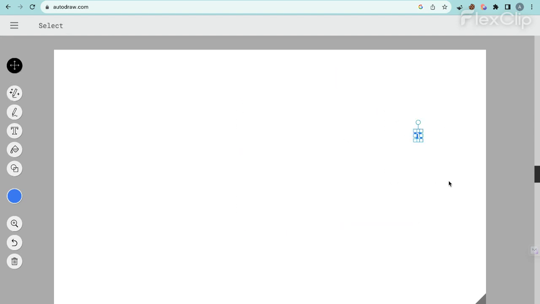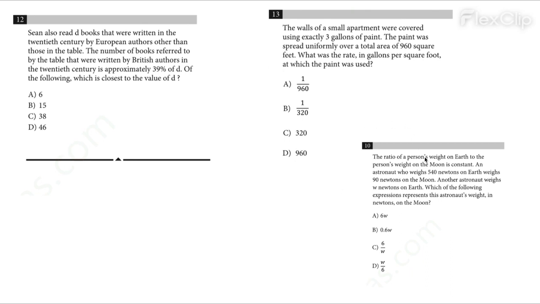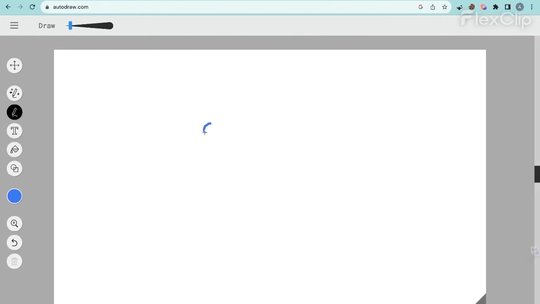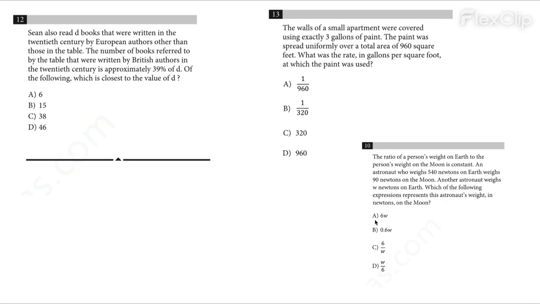This part right here says the ratio of a person's weight on Earth to the moon is constant. So an astronaut who weighs 540 newtons on Earth weighs 90 newtons on the moon. And remember what I said earlier, ratios are similar to fractions. You can write them the same way. So which of the following equations represents the astronaut's weight in newtons on the moon?